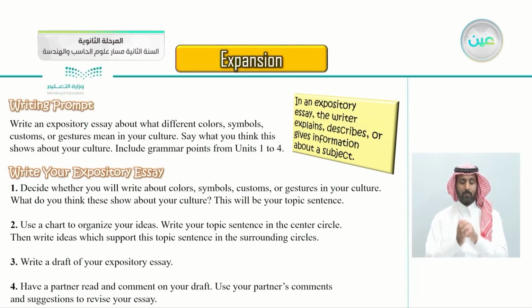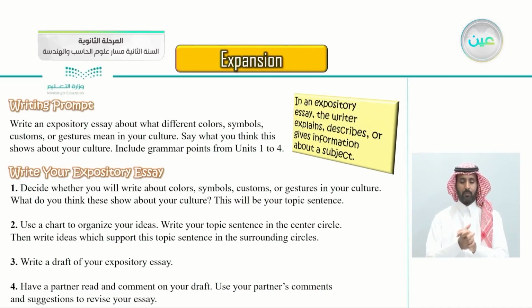So you'll be writing this essay about your culture. Write an expository essay about what different symbols, customs, and gestures mean in your culture. Say what you think this shows about your culture. Include grammar points from units 1 to 4. So all the grammar points that we have taken in this curriculum, use them in this essay. So what is the essay about? Write an expository essay about different colors, symbols, customs, gestures, and what they mean in your culture. Again, use the grammar points from units 1 to 4.